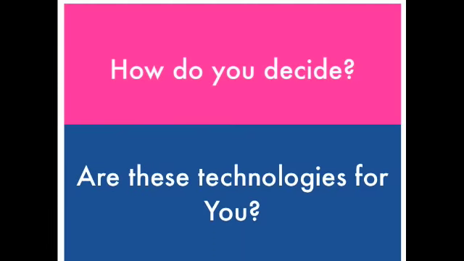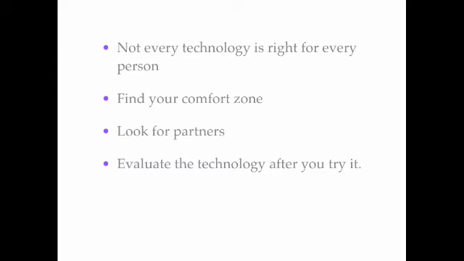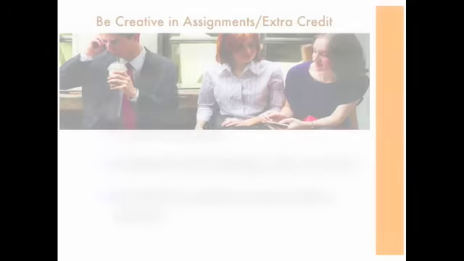So how do you decide which of these technologies are for you? Everything is personal preference. Not every technology is right for each person. Find your comfort zone. Look for partners. Maybe you want to collaborate with a librarian or someone in a different department on a technology. Talk to your students. They are great resources. Once you use a technology, make sure you evaluate it. Let yourself know what you liked and disliked about it. And don't be afraid to scrap a technology after the quarter if it's not going to work for you. Don't let something become a time sink just because you're afraid to let go of it.